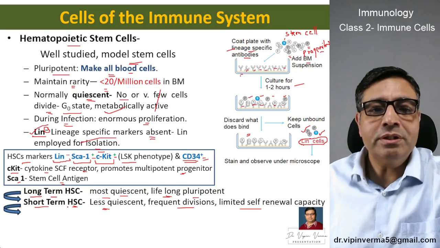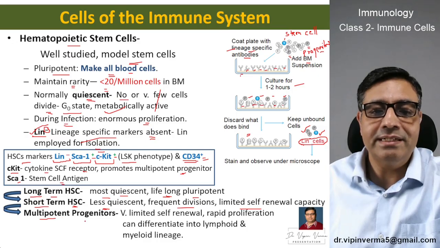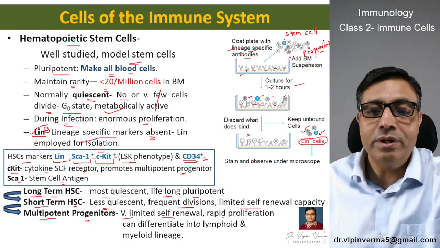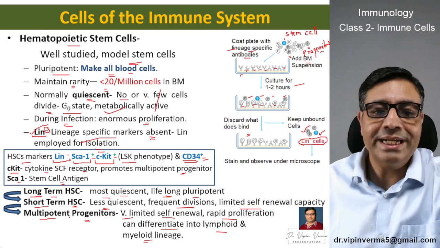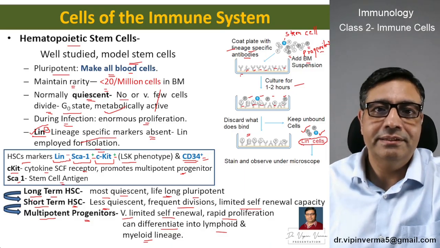Now these short-term hematopoietic stem cells give rise to the multipotent progenitors. These multipotent progenitors have very limited self-renewal capacity. And they show rapid proliferation. And they can differentiate into either lymphoid or myeloid lineage. So multipotent progenitors are the result of the short-term hematopoietic stem cells, which are the result of the long-term hematopoietic stem cells. Fine.